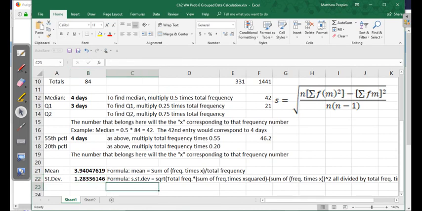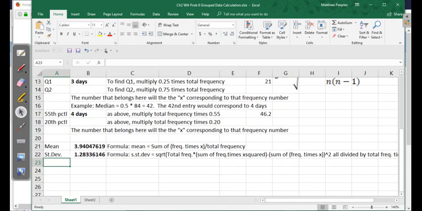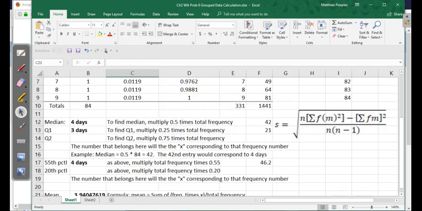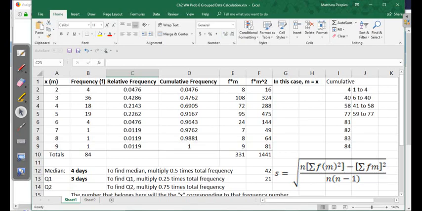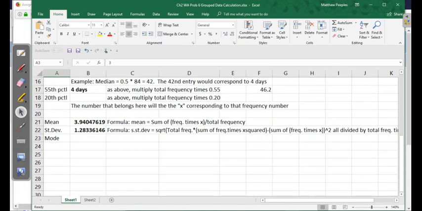Now, the last thing they also ask here is the mode. What's the mode? Mode is the most populated category. So we look at this and ask which ones occur most frequently. Well, clearly, 3 days is the mode, because it occurs most frequently. Sometimes we call it a modal class when it comes in a table like this.